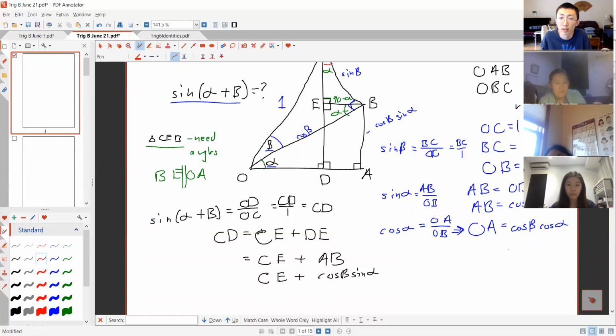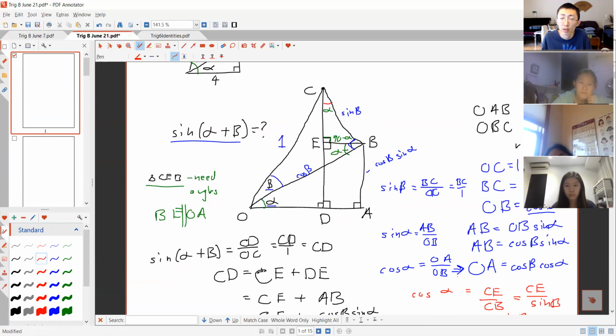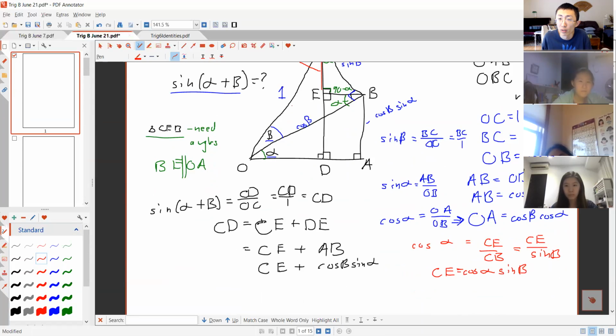So let's just write that down. Cosine of alpha equals CE over CB, which is CE over sine of beta. So therefore, CE is just cosine alpha times sine beta. Okay. So now we know this length is what? Cosine alpha sine beta.